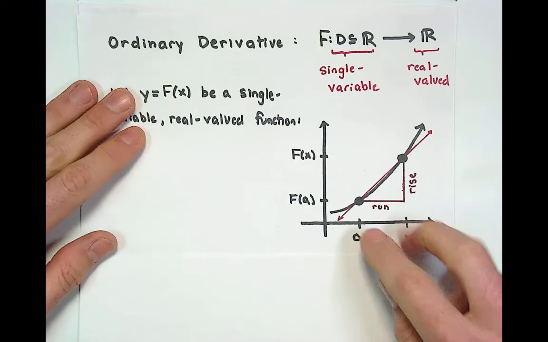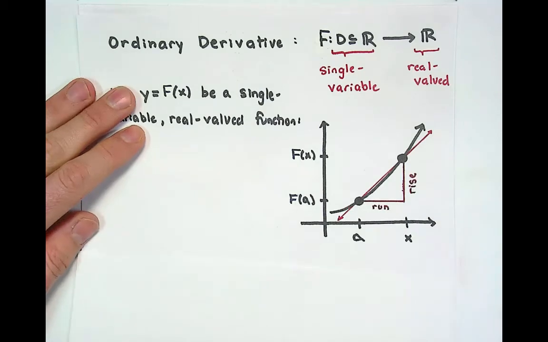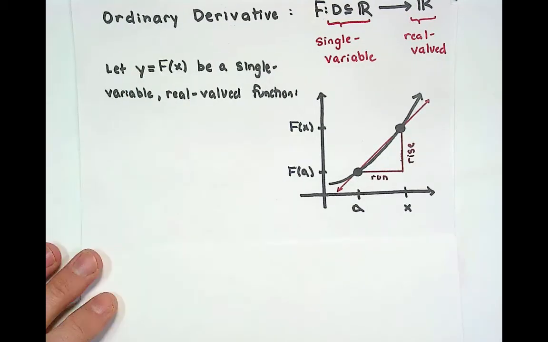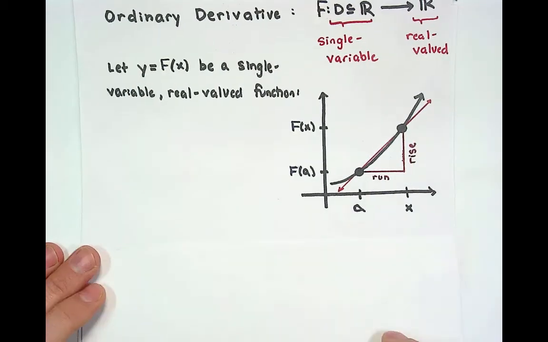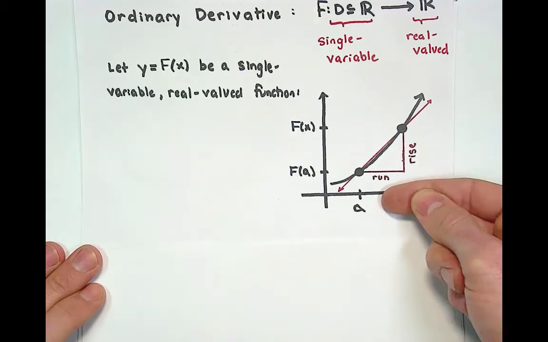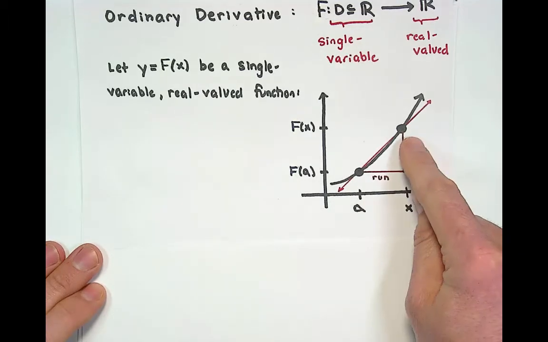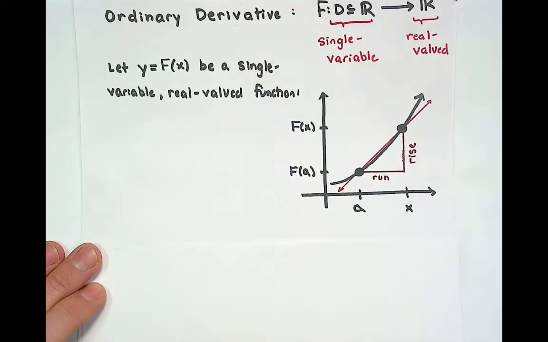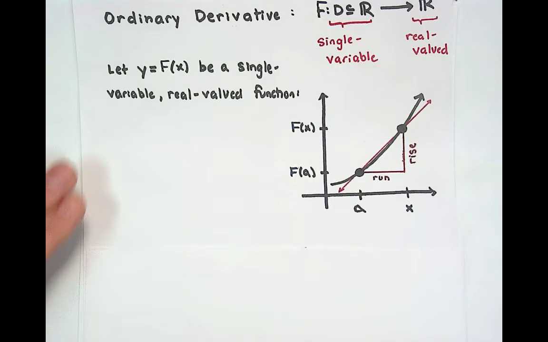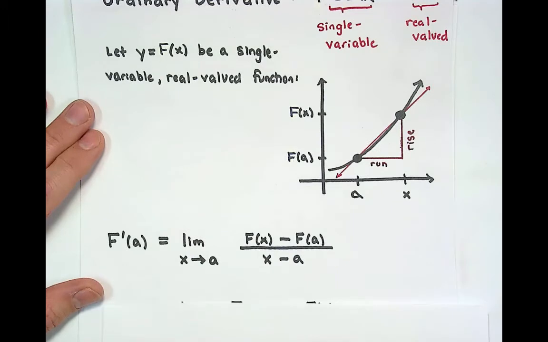Once we had those 2 points, we plotted the line through those points, which we called the secant line. And then we measured the rise over the run. Once we did this, we let the x point approach the a point in the domain so that our second point approached the first point in the graph. And then we measured the limit of the slope as the derivative.